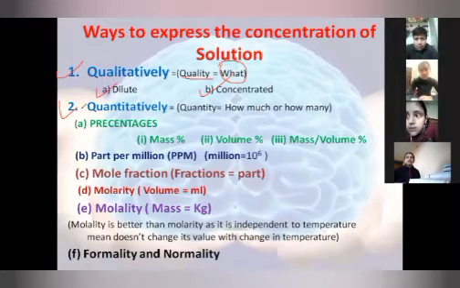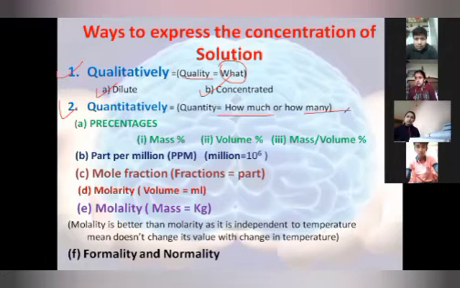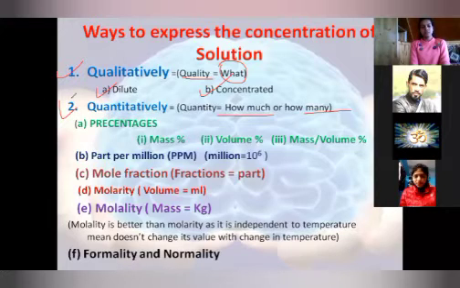Okay. And quantitatively we are talking about quantity: how much or how many solute particles are going to be dissolved in the solvent. Once again, I'm repeating, there are two ways to express the concentration of a solution, qualitatively and quantitatively. Qualitatively is what is there, and it is of two types, dilute and concentrated. Quantitatively is how much is there. So how much solute is there in the solvent, that is quantitative. In this chapter we are explaining quantitative in detail.